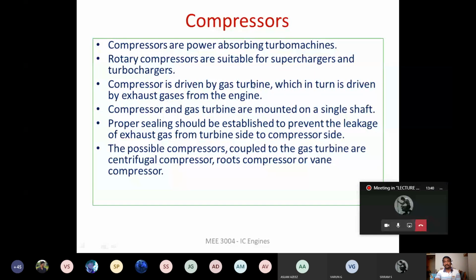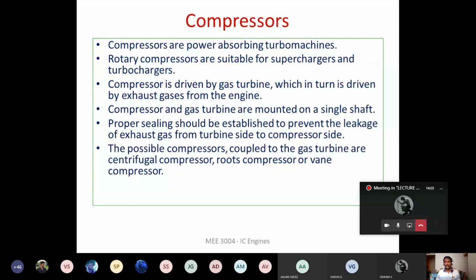So the compressor is driven by the gas turbine, which in turn is driven by the exhaust gases from the engine. This we know. And the compressor and gas turbine are going to be mounted on a single shaft, right? Since these two are connected, and we will be calling this a single system, the casing will be common for both the compressor as well as the turbine in the case of a turbocharger, right?